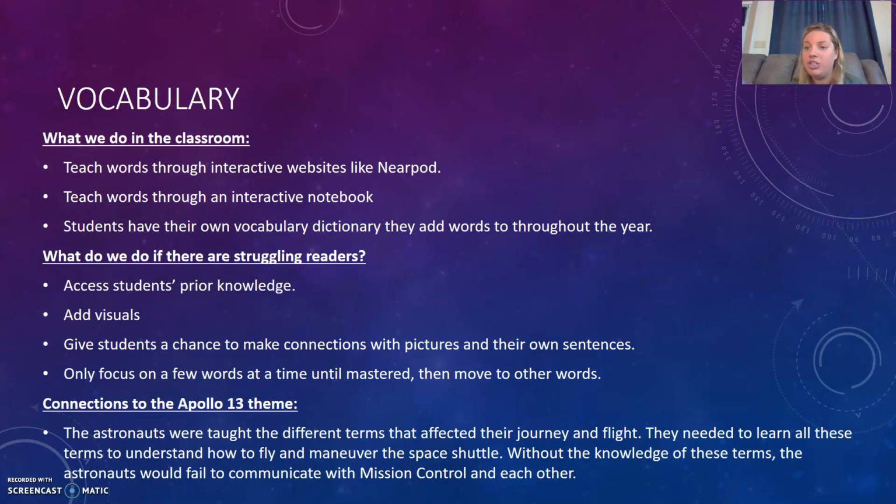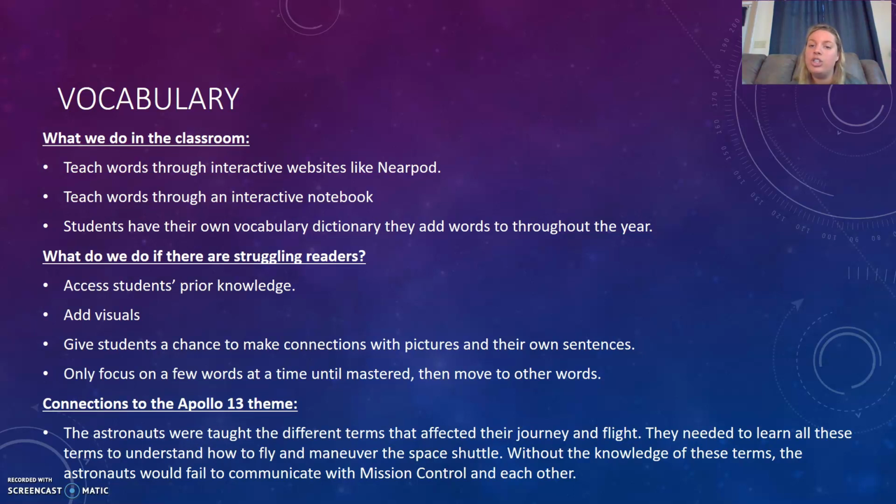I think drawing a picture as well as finding one on even Google that they can make connections to their own thinking, and they can pair that with their own vocabulary words, as well as writing their own sentences. And if they can't write a sentence, write a word that they think represents that vocabulary word. Only focus on a few words at a time until mastered, then move on to other words.